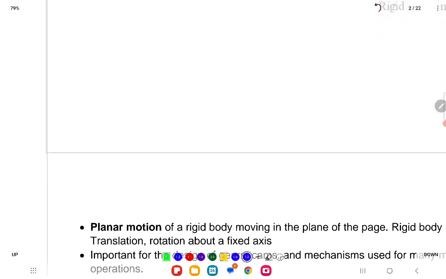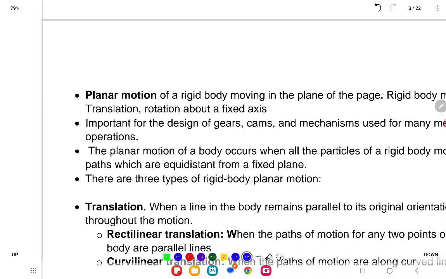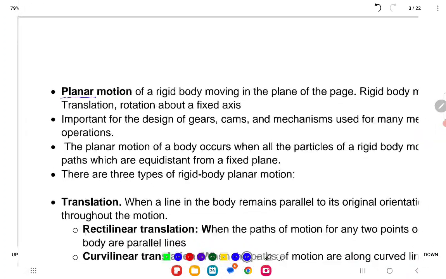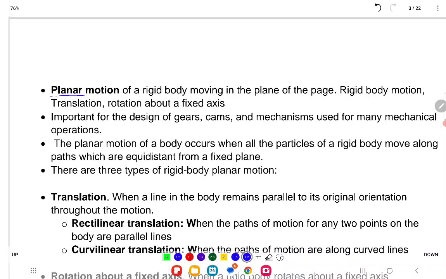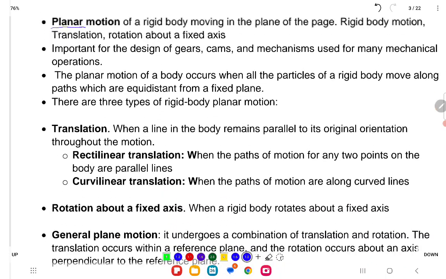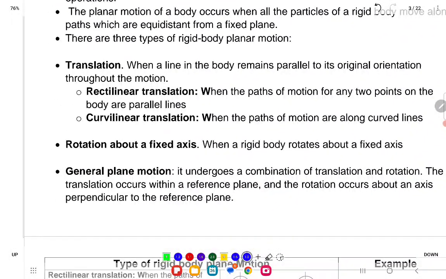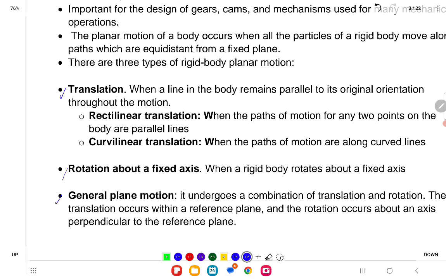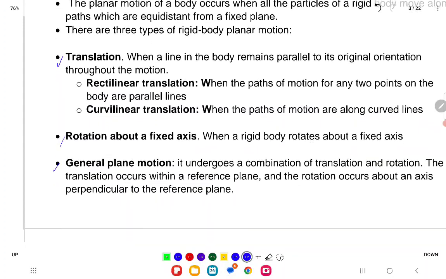Now we are going to study motion of a rigid body in planar motion. Planar motion means the rigid body is moving in a plane, on a page. You have X and Y. That's what I mean. What are the types of planar motion we are going to study? There are three types. The first one is translation. The second is rotation about a fixed axis. And the third one is general plane motion, which includes the previous two types of motion.